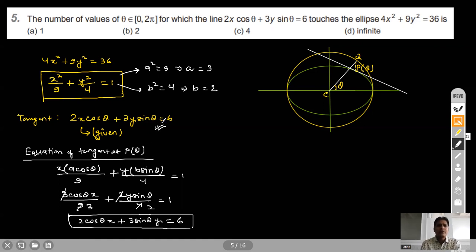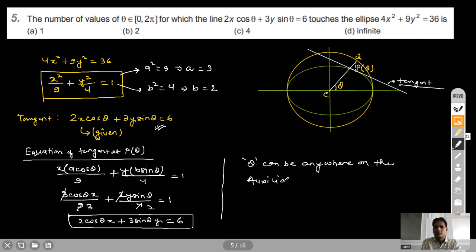So how can we define the number of values of theta? You can take any theta, no? You can take any theta on this ellipse. Let me say this is our tangent. The theta value can be taken anywhere on this auxiliary circle. Or in short, you can say this point P can be anywhere on the ellipse.